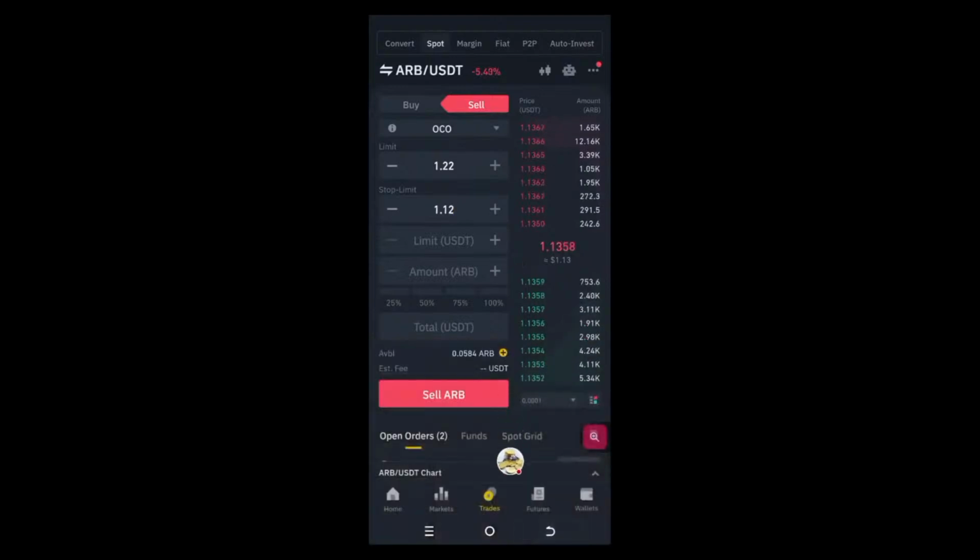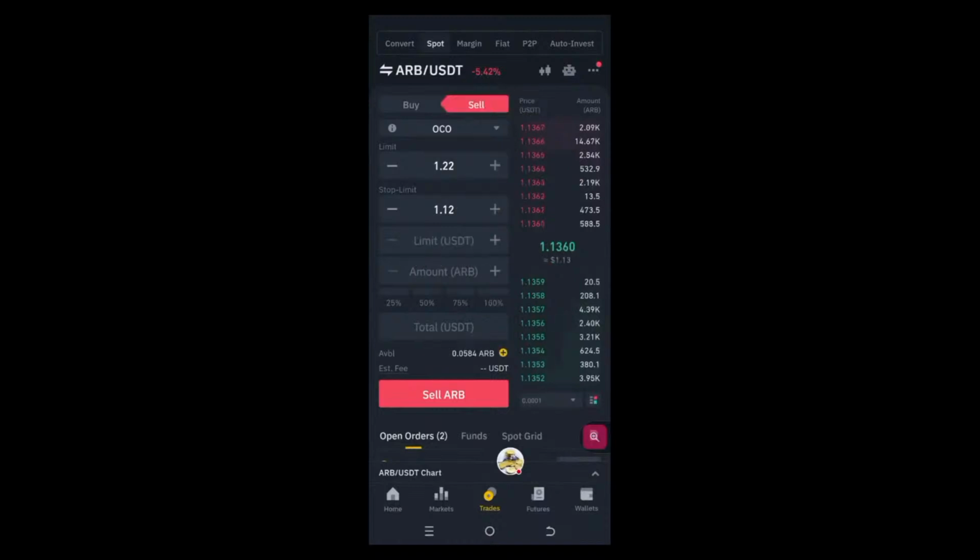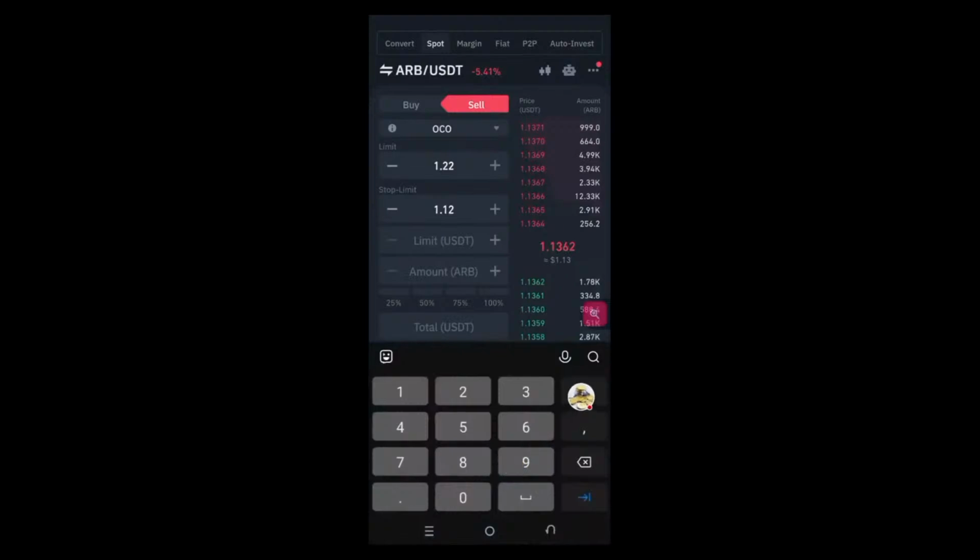A lot of people are saying, why don't you just put a stop loss? Why don't you just put the take profit? This is OCO. OCO means one cancels the other. One cancels the other. Try and understand that, right? So you're going to put all of this, your limit and the price, the limit price and all of those things. So the price is currently that, and you put your limit price here. Maybe you want it to be 1.23, right?